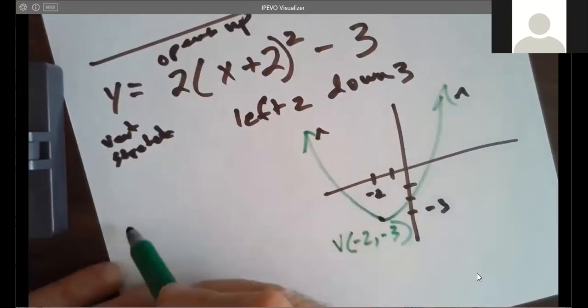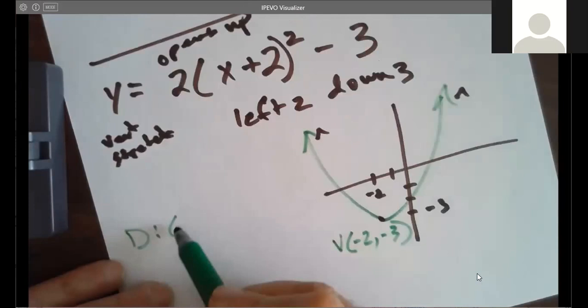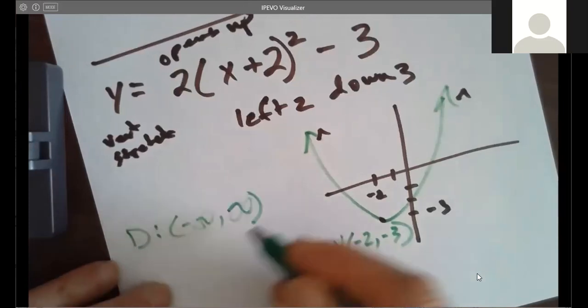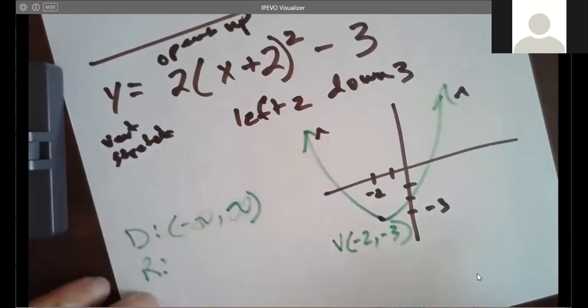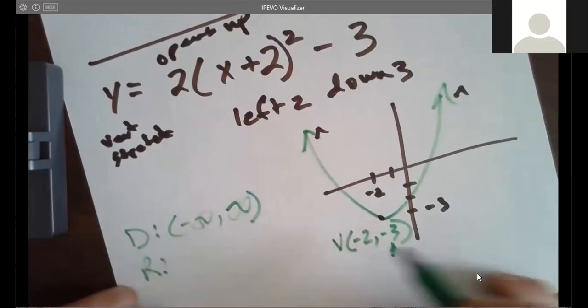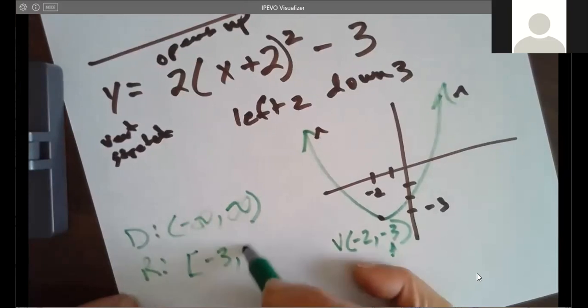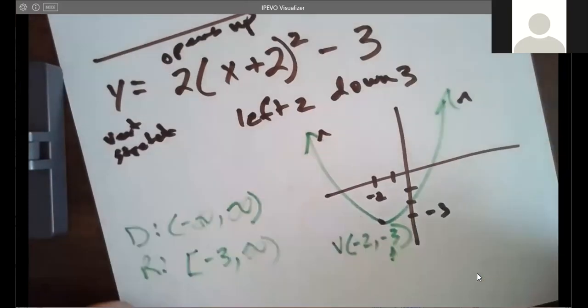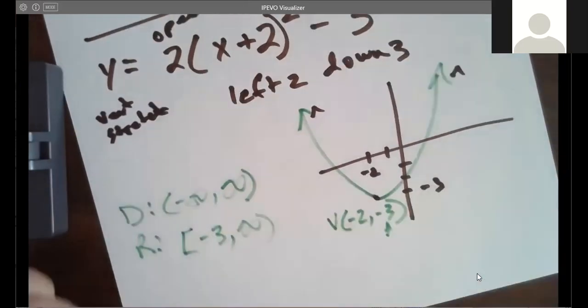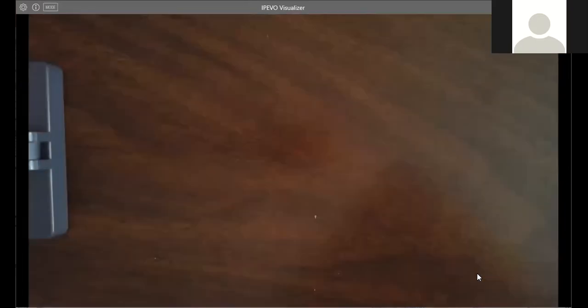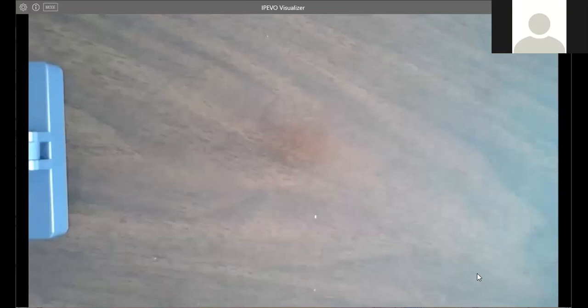So the domain, again, negative infinity to infinity, and the range is closed at negative 3, moving going up, so it's going to be negative 3 to infinity. All right, so let's take a look at one more from this page.